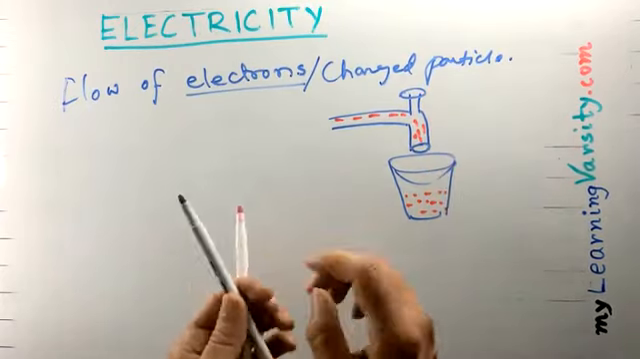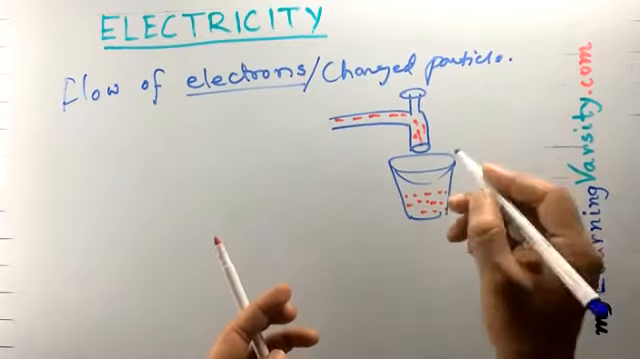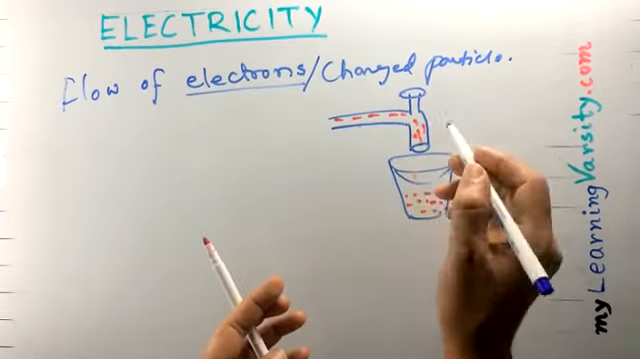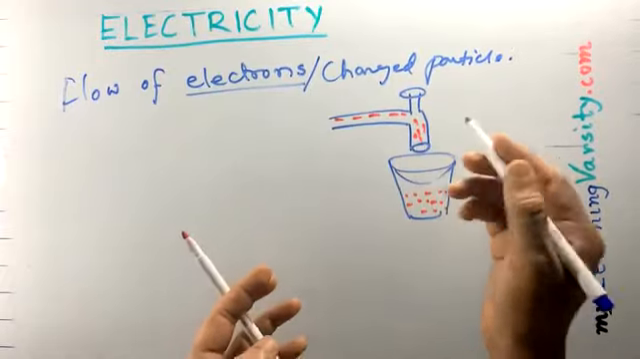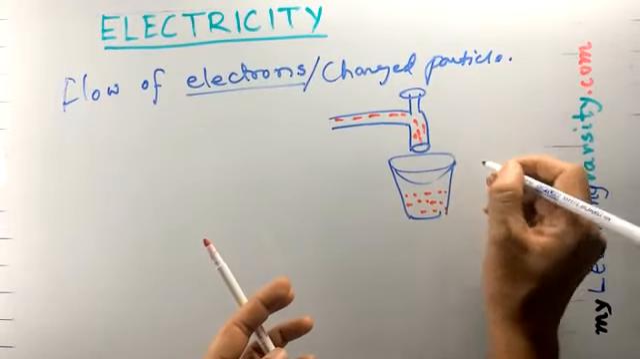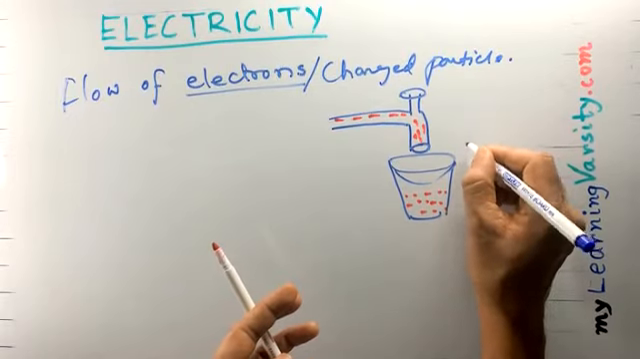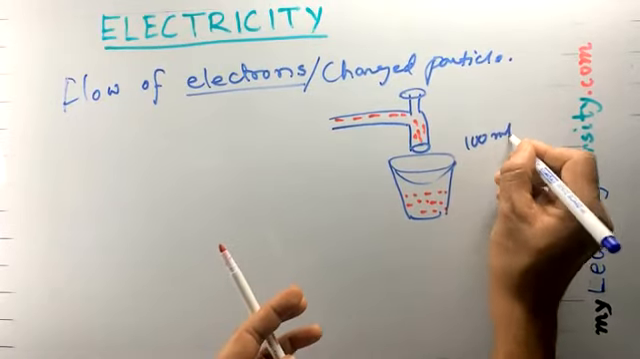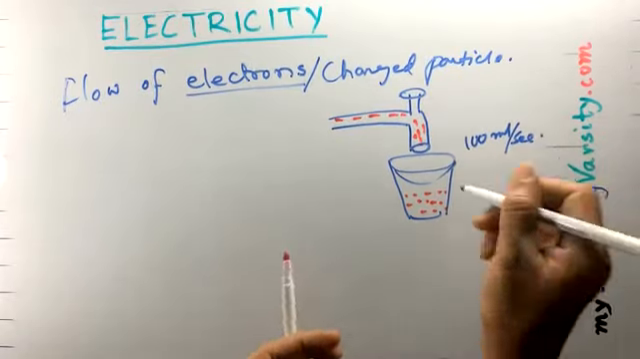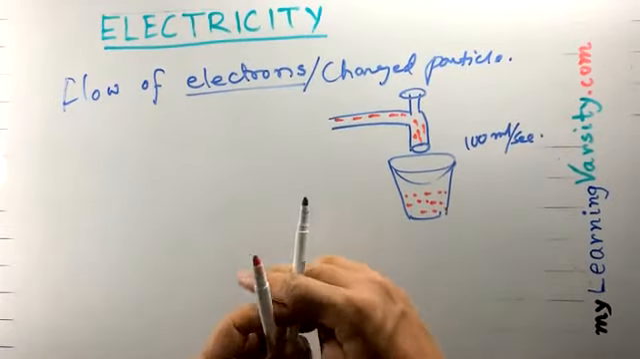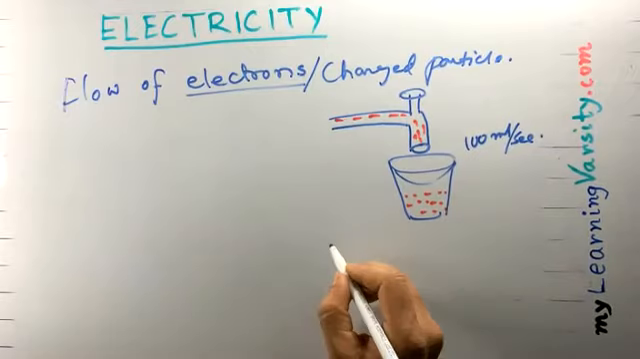And how to measure this? We can measure the flow rate. How much water is coming per second, that is called flow rate. For example, it is coming 100 ml per second.